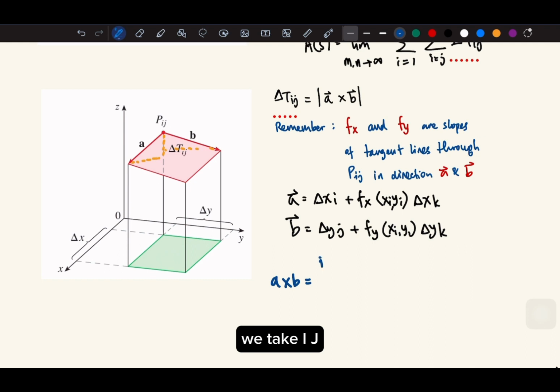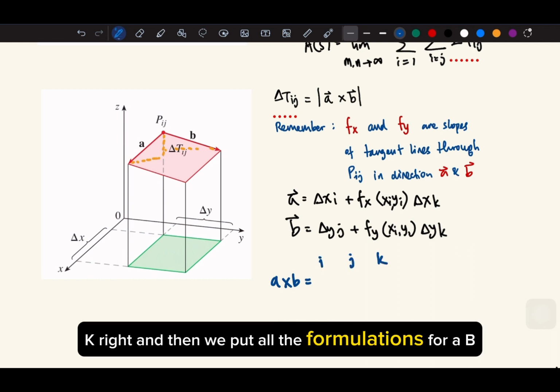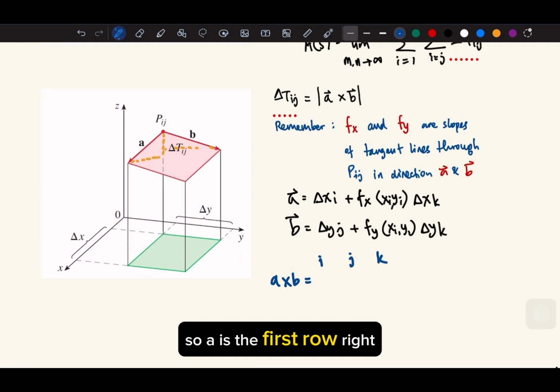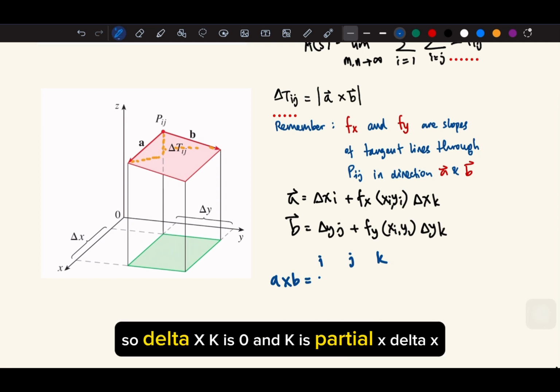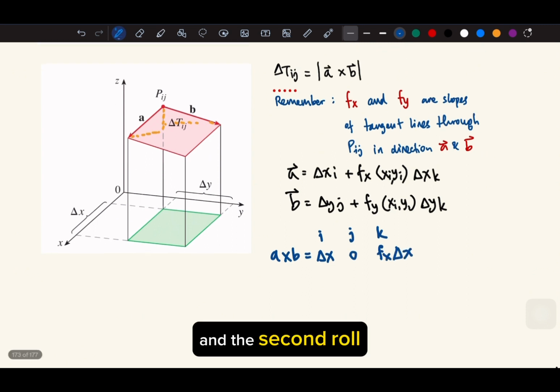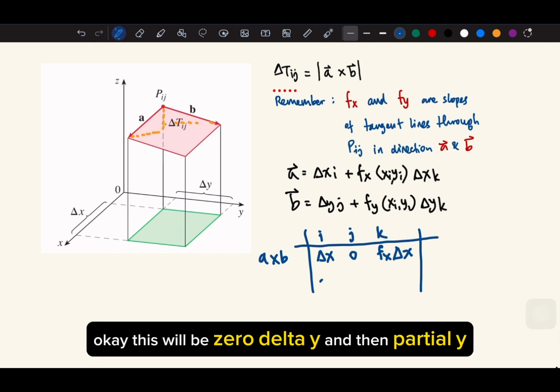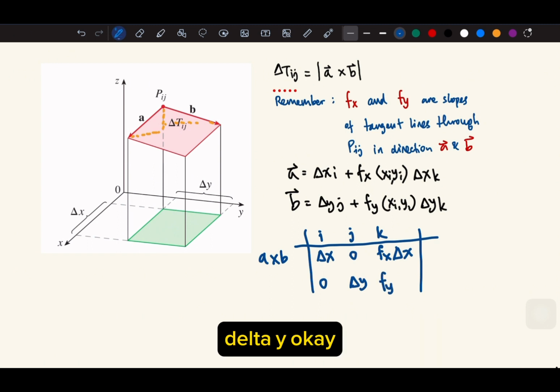We take I, J, K, and then we put all the formulations for A, B. So A is the first row, so delta X, J is 0, and K is partial X delta X. And the second row, this will be 0 delta Y, and then partial Y delta Y.